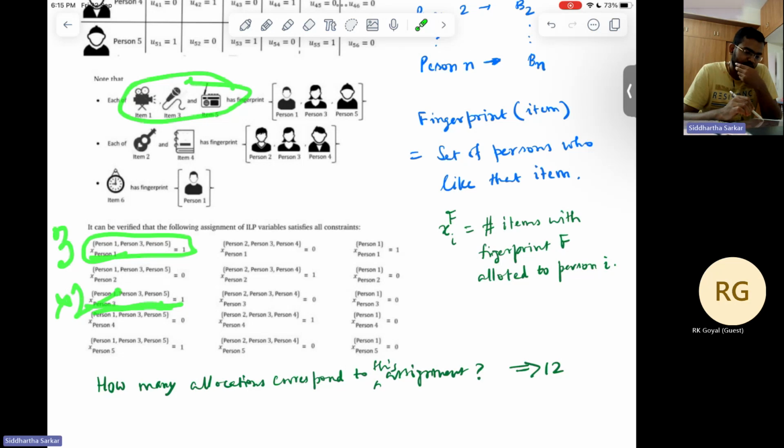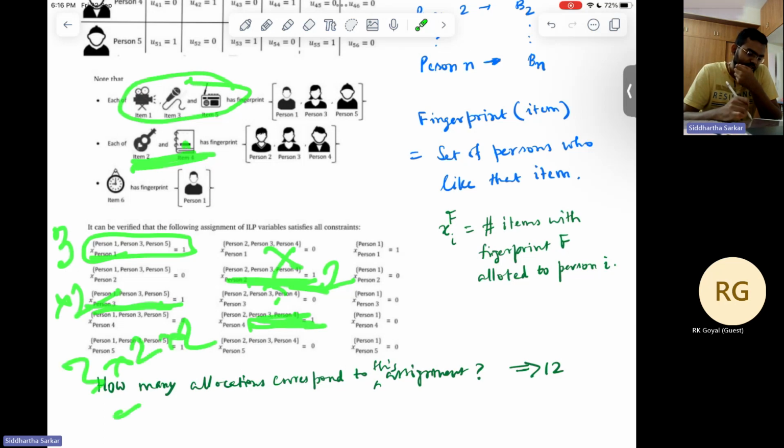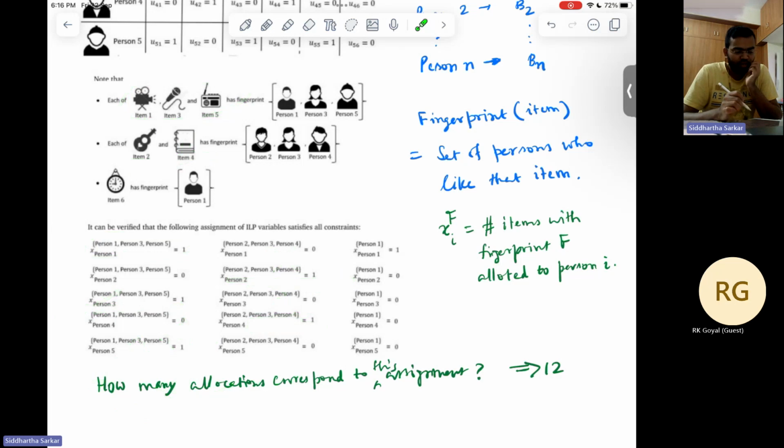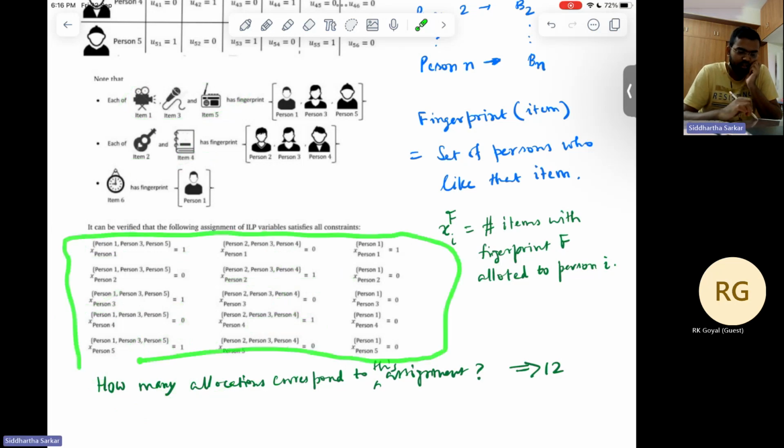and that is 6. And for this fingerprint also, the person 2 has two choices here. After that, person 4 doesn't have a choice. Whatever person 2 has been given, the other item has to be given to person 4. So another into 2. So 3 into 2 into 2, that is the total number of ways this matrix of variable assignments can be satisfied.